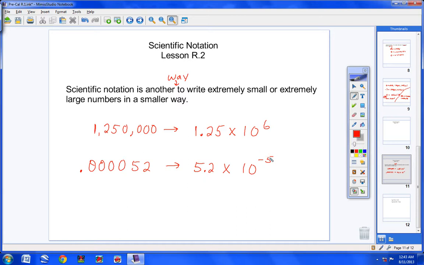Now, you might have forgotten some of this, and I'm going to teach you now how to do this, and you might fall asleep and find this really easy, and if so, be thankful, okay? But I want to very quickly review scientific notation. Then tomorrow we're going to look at multiplying and dividing numbers that are in scientific notation, and you really need to know how to do this, okay? So once again, scientific notation is another way to write extremely small or extremely large numbers in a smaller way. And this should look somewhat familiar in your past math education.